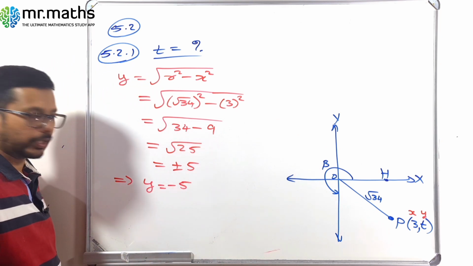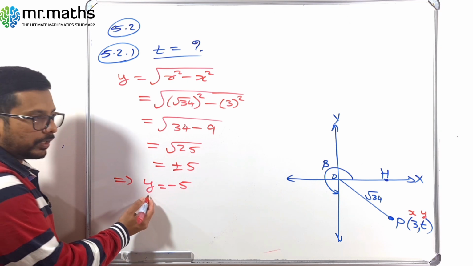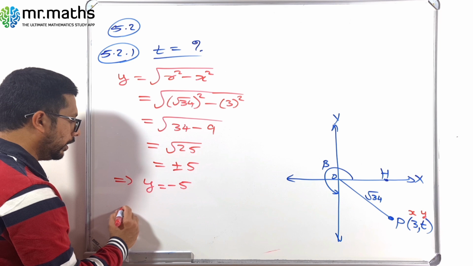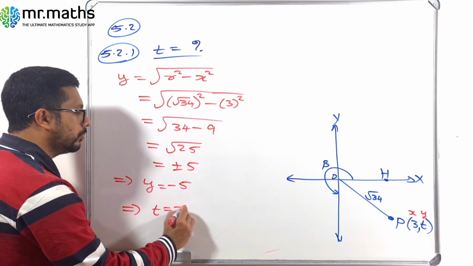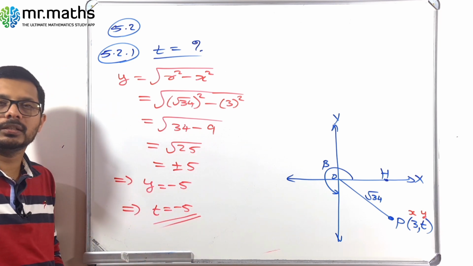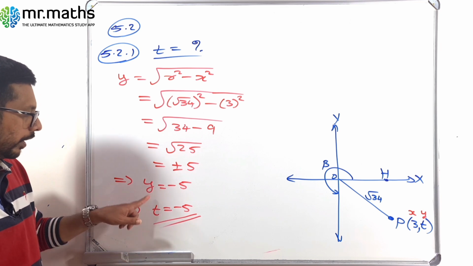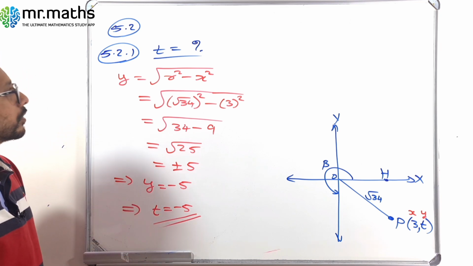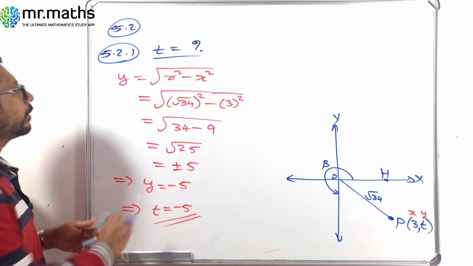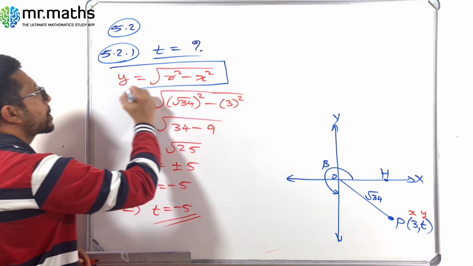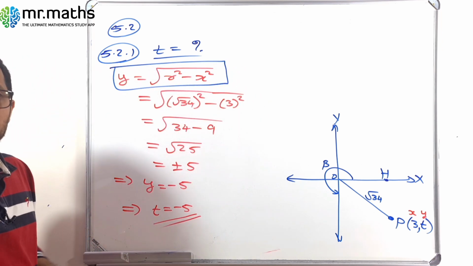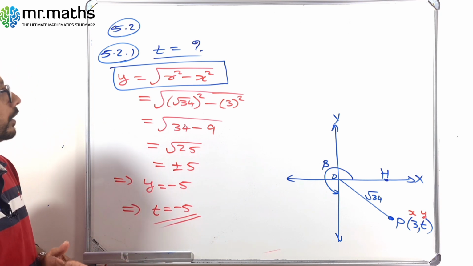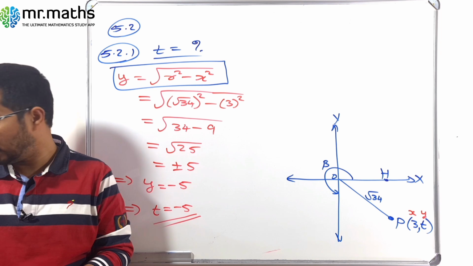You have to specify. Okay, then actually what is this y in our question? Y stands for T, or T stands for y. So it implies that T is equal to minus 5. So y we got as minus 5, means that T is minus 5. Okay, so the only thing is you have to remember this formula, then it is easy. All those formulas that I wrote here, you have to remember. So that is question number 5.2.1.